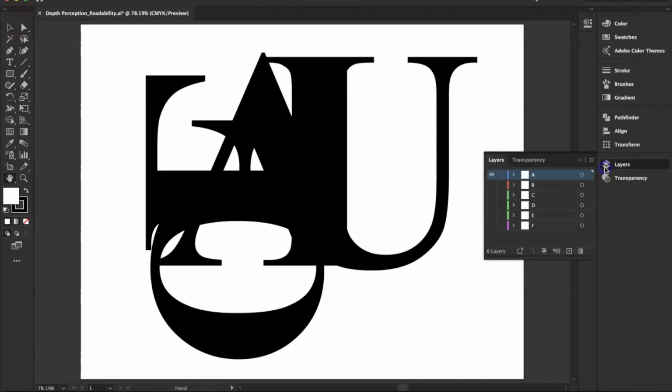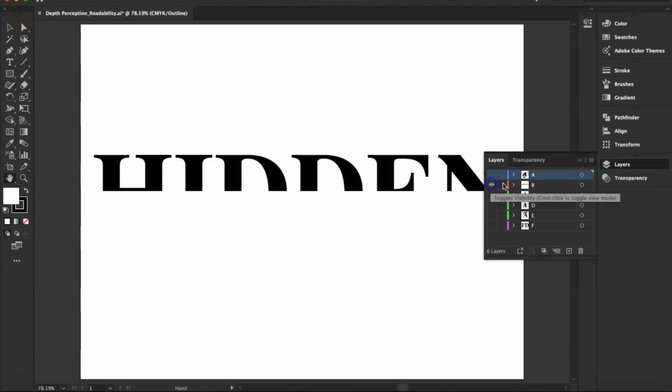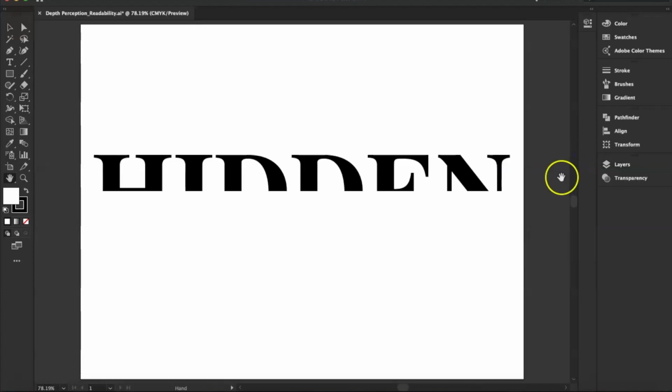All right, let's look at another one. So let me shut this one off, put this one on. Okay, what does that say? I'll give you a second. Okay, now if you can read that word and see that it says hidden, then you're right, it says hidden. Now this is kind of a double metaphor, right? It is the word hidden, and the lower half of the word is hidden.